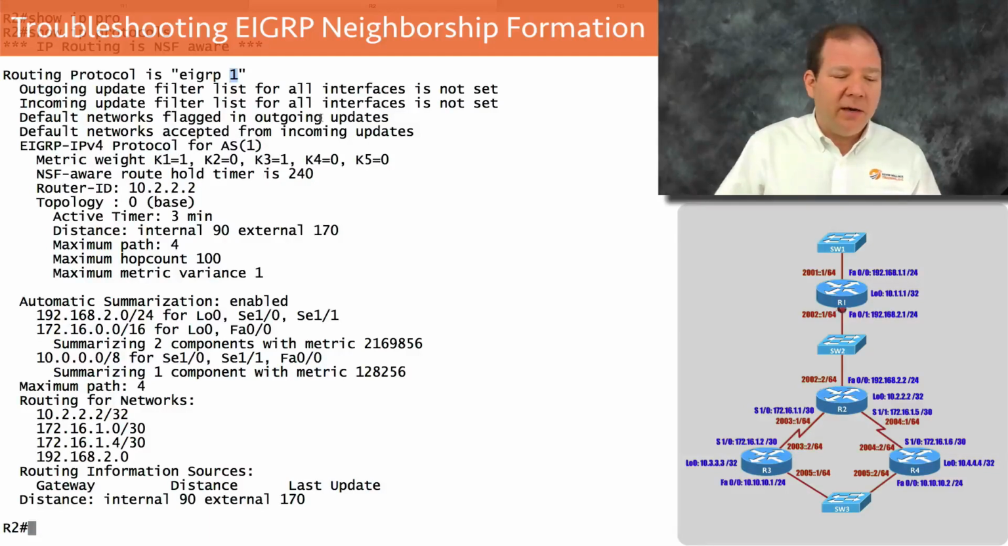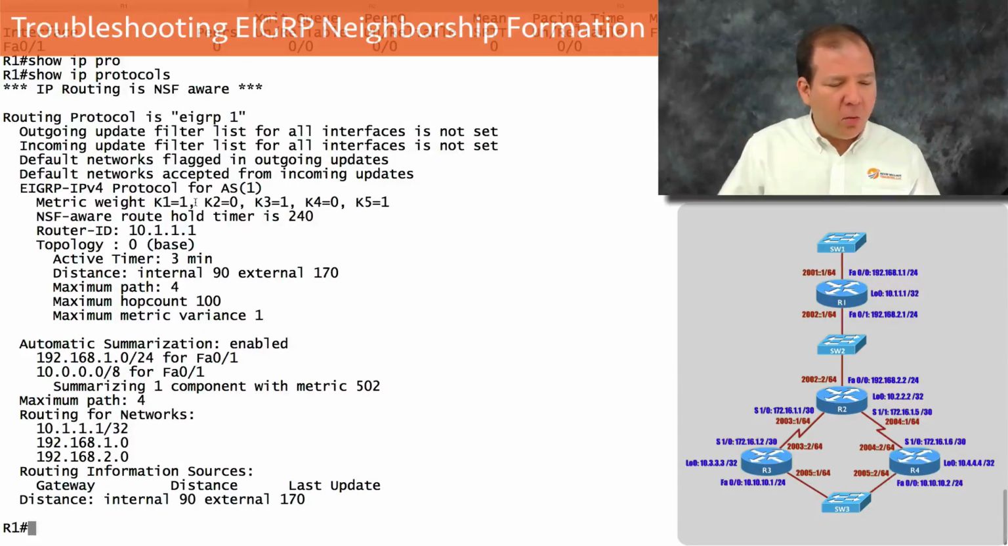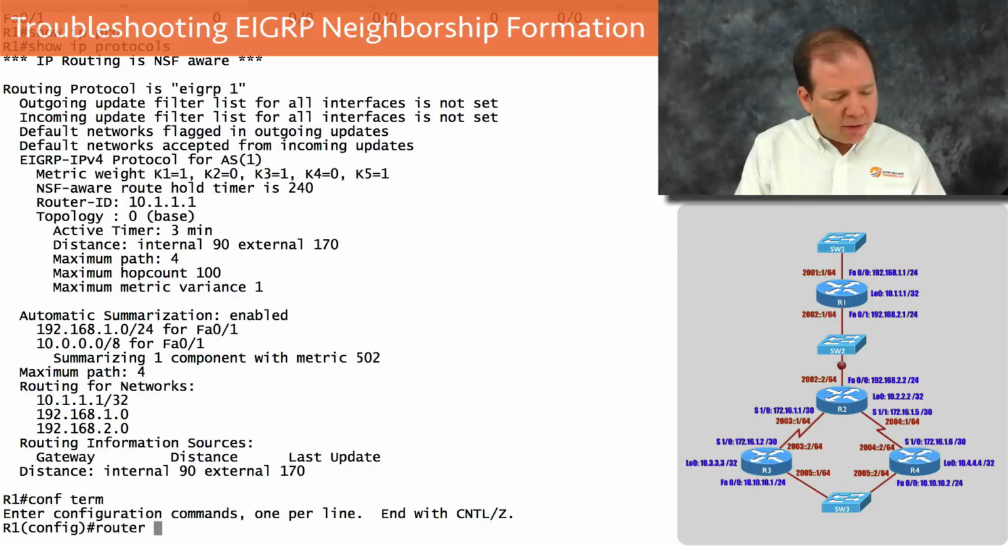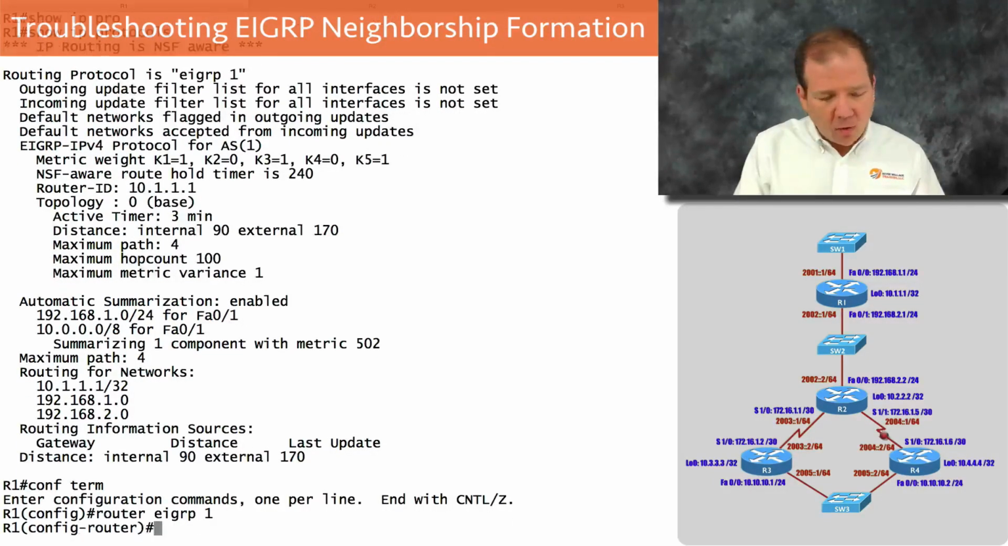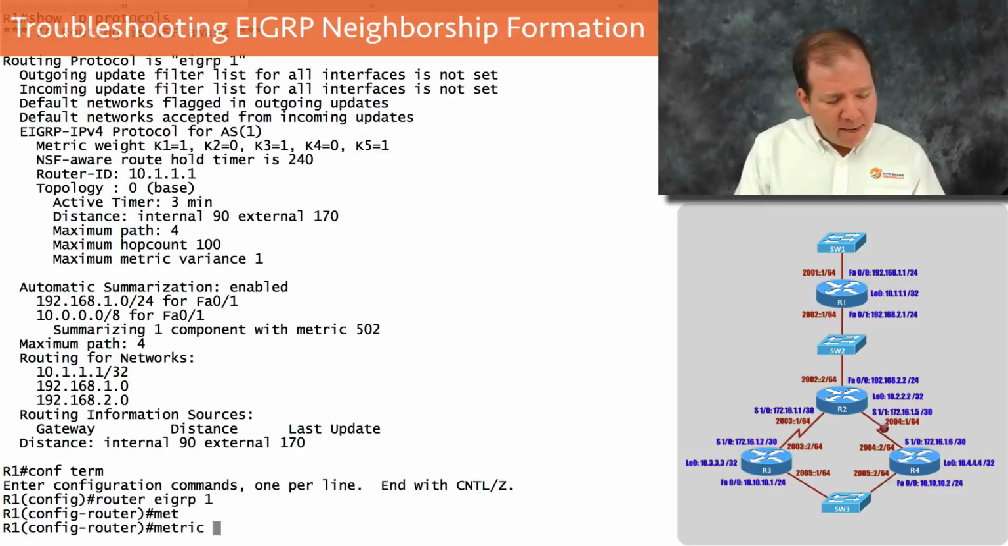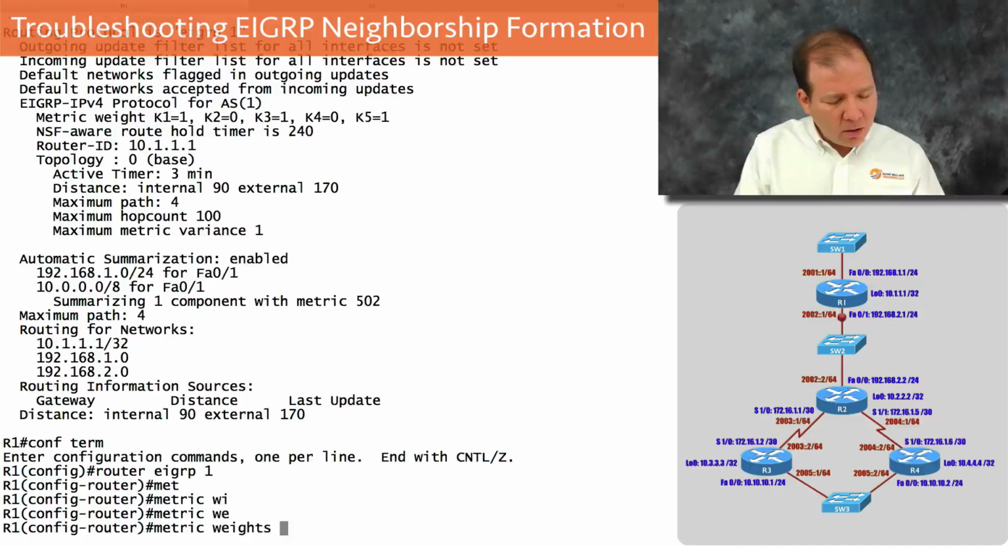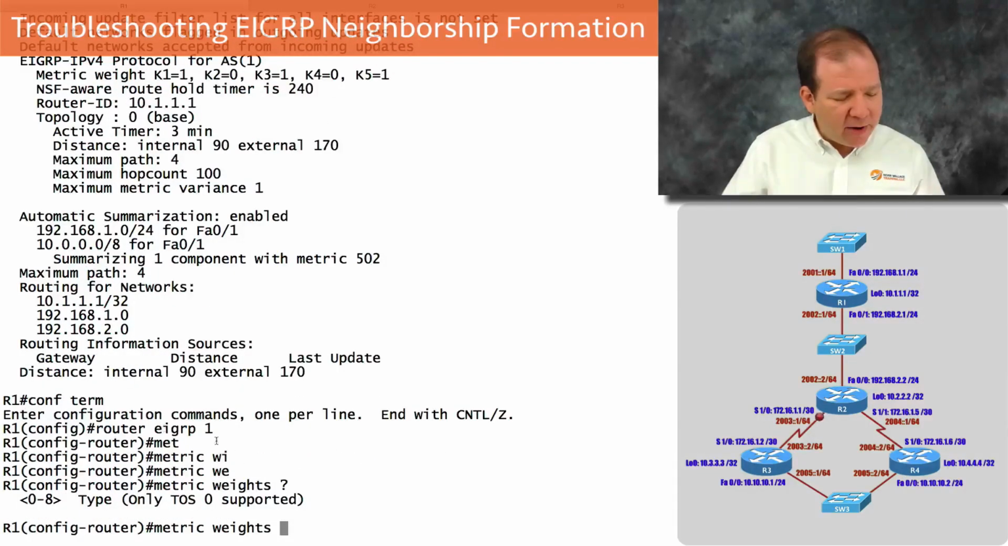Let's fix that. We might know off the top of our head that this is the default. K1 and K3 set to 1, everything else set to 0. Let's put R1 back to the default. Here's how we do that. Let's go into router configuration mode for EIGRP autonomous system number 1. And to change the K values, we're going to say metric weights. And the first value is a type of service value. That's a quality of service marking.